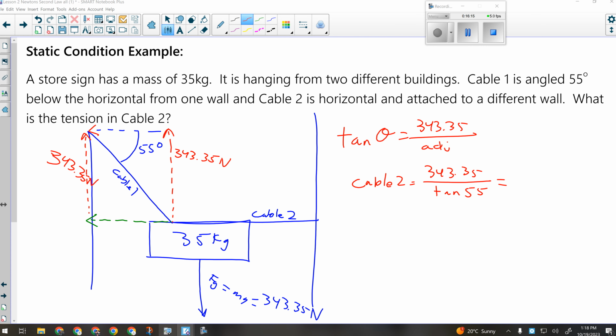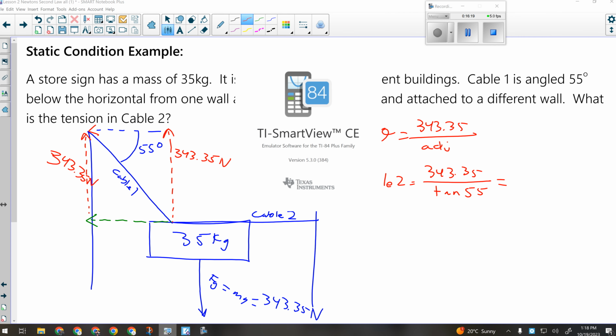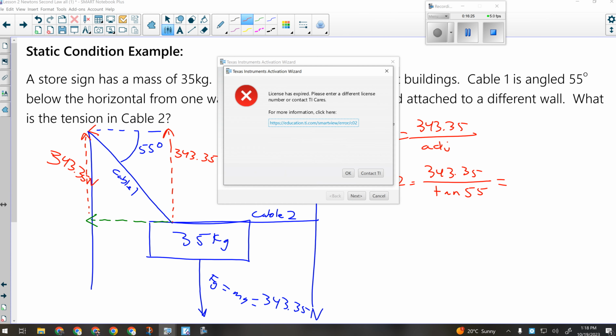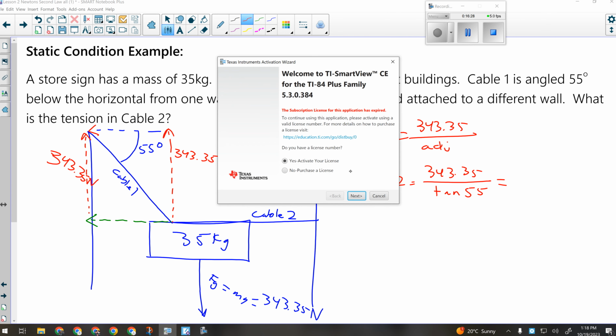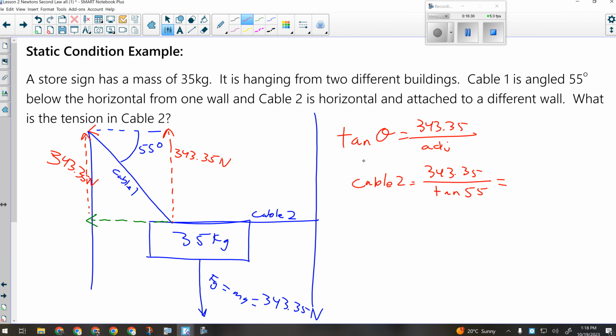Oh shoot, I pressed that button again. How are we going to fix that? Okay, divided by tan of 55. According to my calculator, cable 2 is pulling to the right with 2.4 times 10 to the 2 newtons worth of force. 240 newtons.